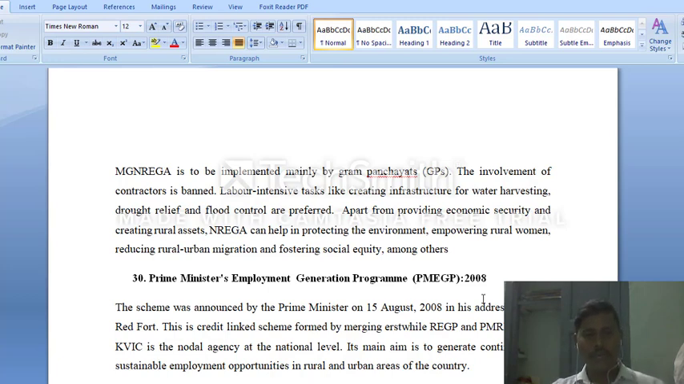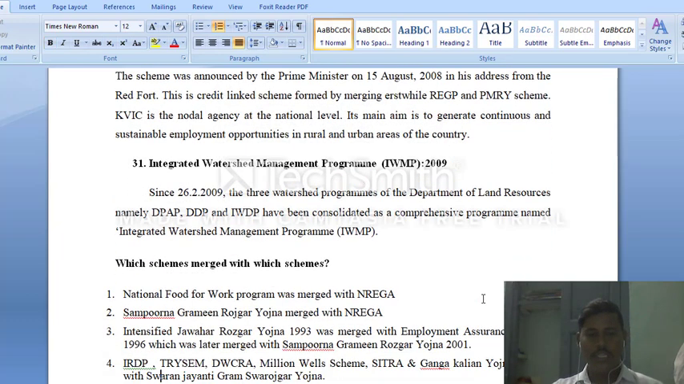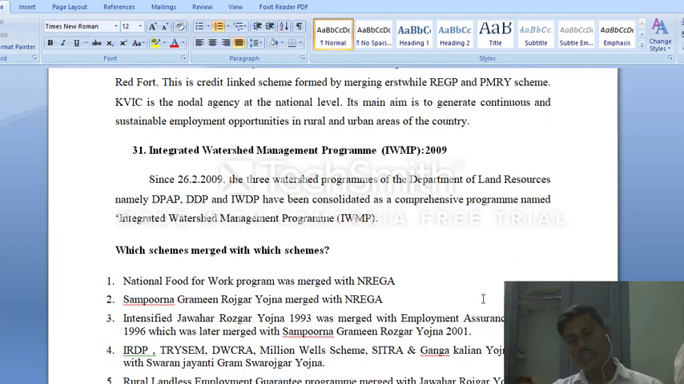In 2008, the Prime Minister Employment Generation Program was announced by the Prime Minister in his address from the Red Fort. This is a credit-linked scheme formed by merging the erstwhile REGP and PMRY schemes. In 2009, the Integrated Watershed Management Program was launched. The three watershed programs of the Department of Land Resources, namely the Drought Prone Area Program, Desert Development Program and Integrated Wasteland Development Program, have been consolidated as a comprehensive program named Integrated Watershed Management Program. So here we will understand which program was merged into which program.